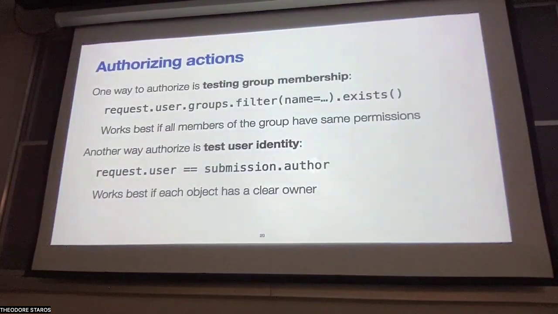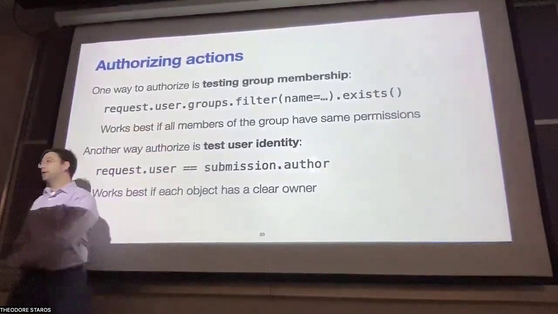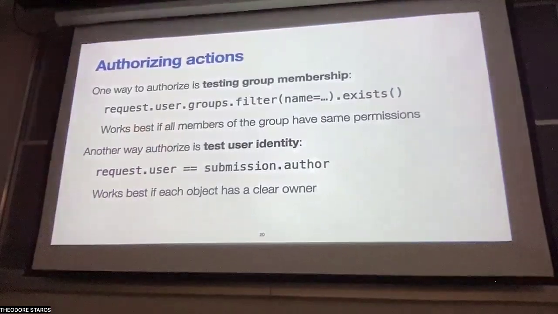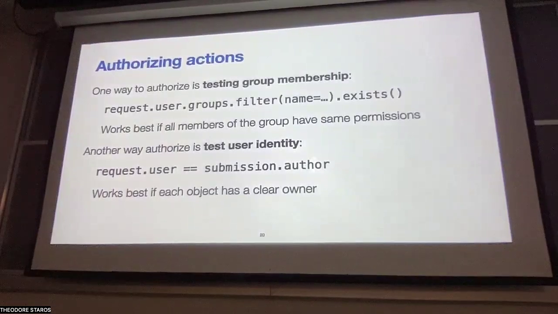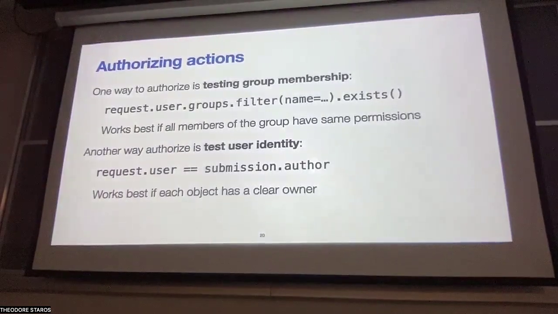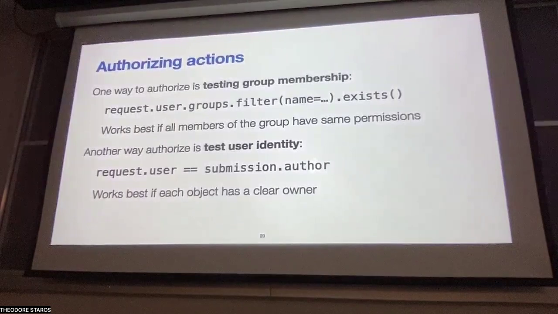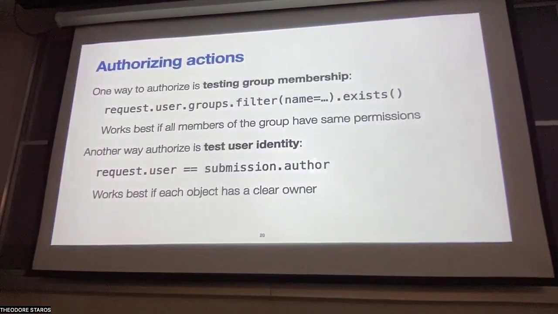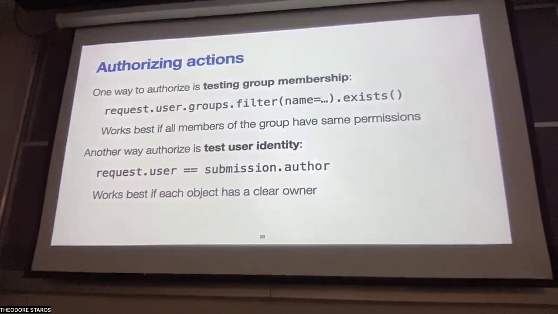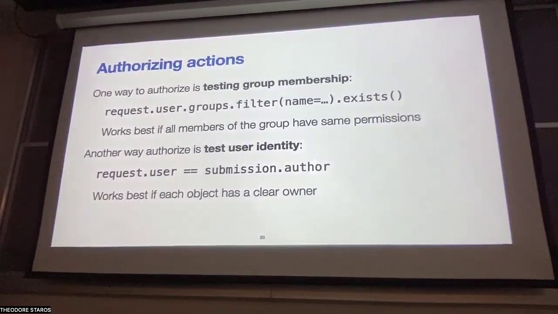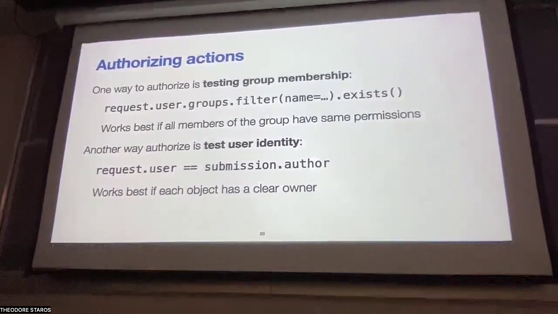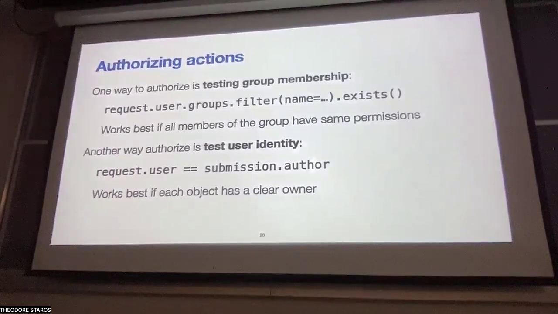There are a couple of really common ways that you'll use a lot. The first one is testing group membership. Django provides a feature where each user can be in a number of groups. At the very least, a group that you'll use a lot is super user, which is like the admin. And in your grades application, we've set up two groups of users, students and TAs.